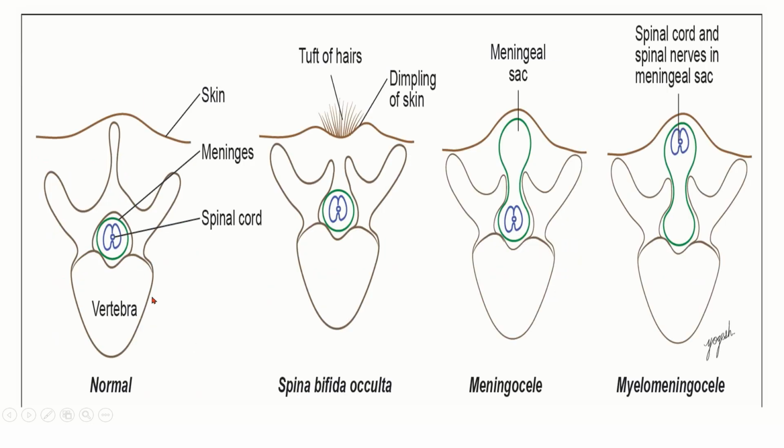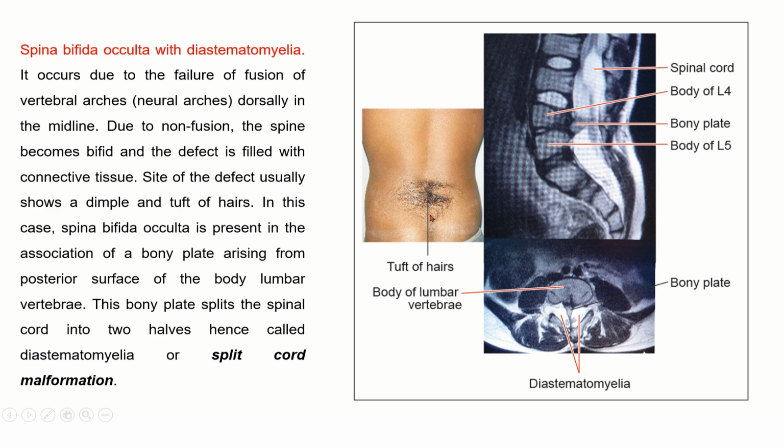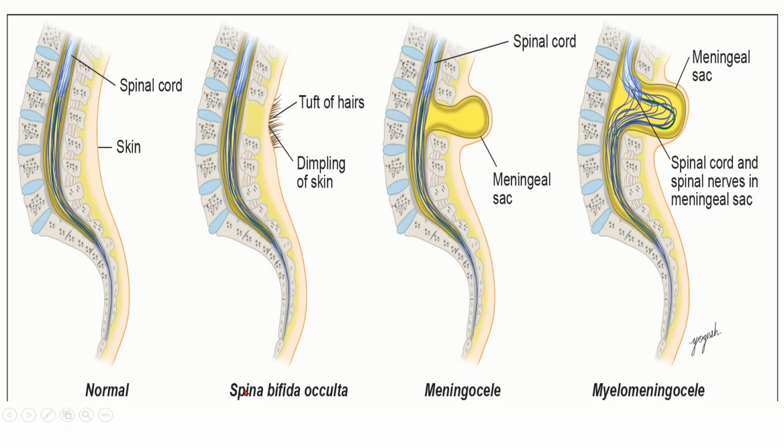So you can see here, this is a normal one. This is the spina bifida occulta, so it is hidden. With the meningeal sac, it is meningocele, and with meninges and spinal cord, it is meningomyelocele. And what is diastematomyelia? That means there is a bony plate. You can see here, this is the bony plate which is splitting the spinal cord into 2. So this is also called a split cord malformation. You can see here, spina bifida occulta, meningocele and meningomyelocele.